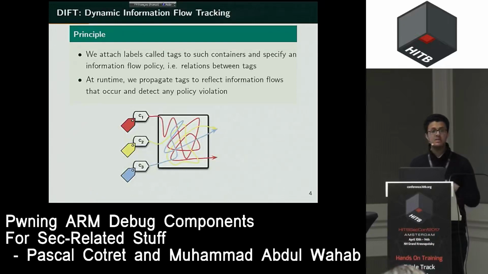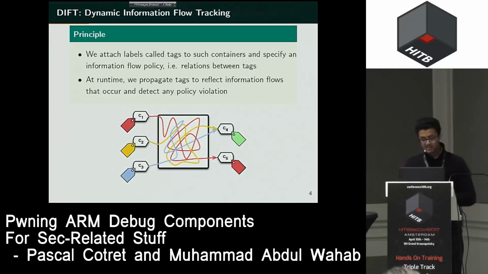The principle is to attach a tag, a metadata, to the input. Here we attach a color just to show the metadata. C1, C2 and C3 are the inputs. We attach some colors to them, and when the program gets executed, we propagate these tags. At the end of execution, we have 2 outputs, C4 and C5. C5 is tagged red because it contains information that comes from C1. C4 is tagged green because it contains information flows that come from C2 and C3, which were tagged yellow and blue. So this is how we get the green tag.